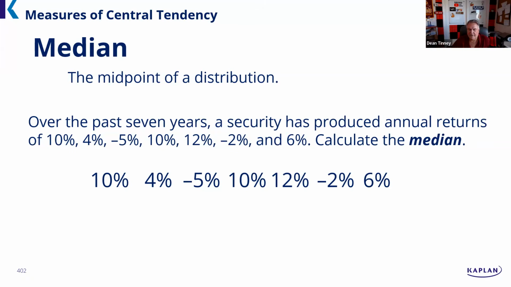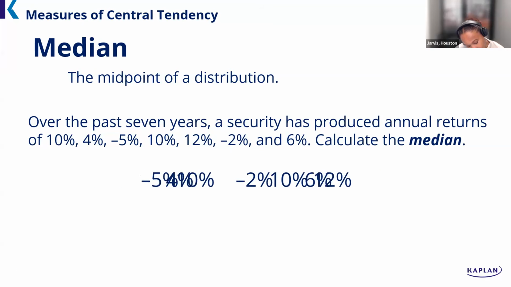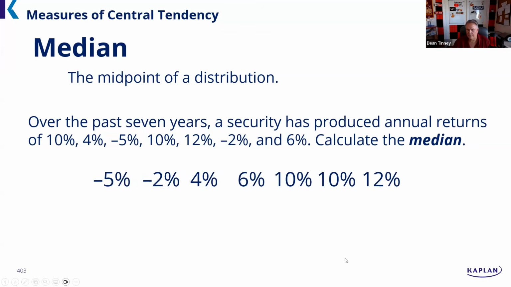All right, so the median is going to be the midpoint of the distribution, the middle. I think that's what I think of as the middle. So here we say, okay, well, if we sort these numbers out from -5 to 12, we have 7 numbers in the set. And so it looks like the median number in the set is 6. That's the median.